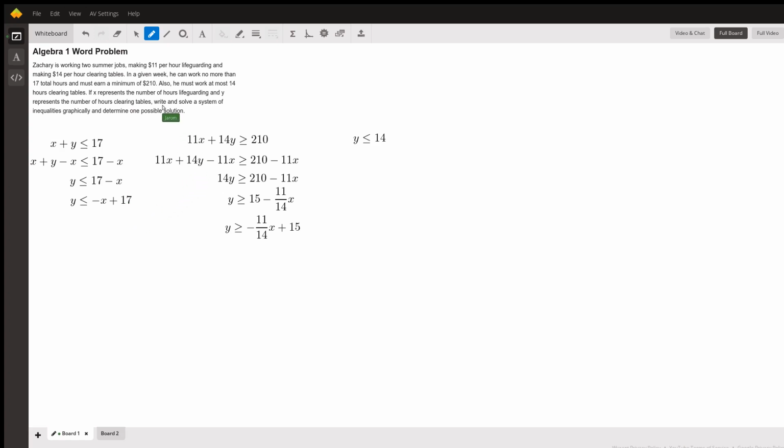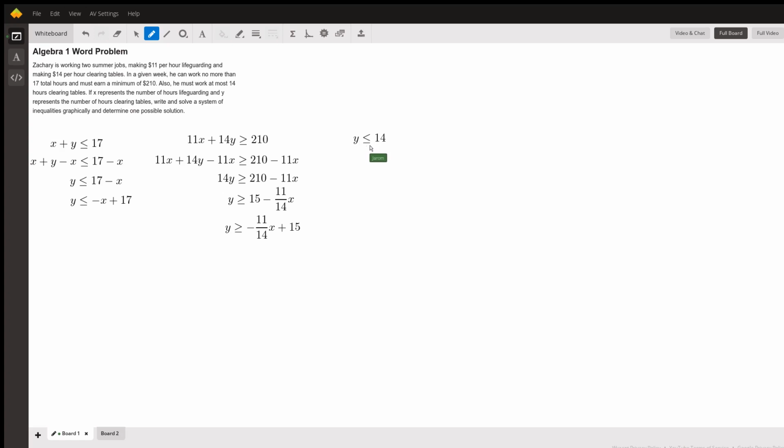It says he must earn a minimum of $210. So $11 times X plus $14 times Y needs to be greater than or equal to 210. We want to earn a minimum of 210, so greater than or equal satisfies that. Again, to get it into a good form for graphing, we subtract 11x from both sides and divide both sides by 14, which 210 divided by 14 is 15, and of course, 11 by 14 is 11/14. We'll switch the order to put Y is greater than or equal to negative 11/14 X plus 15, in slope-intercept form. That's so much easier to graph.